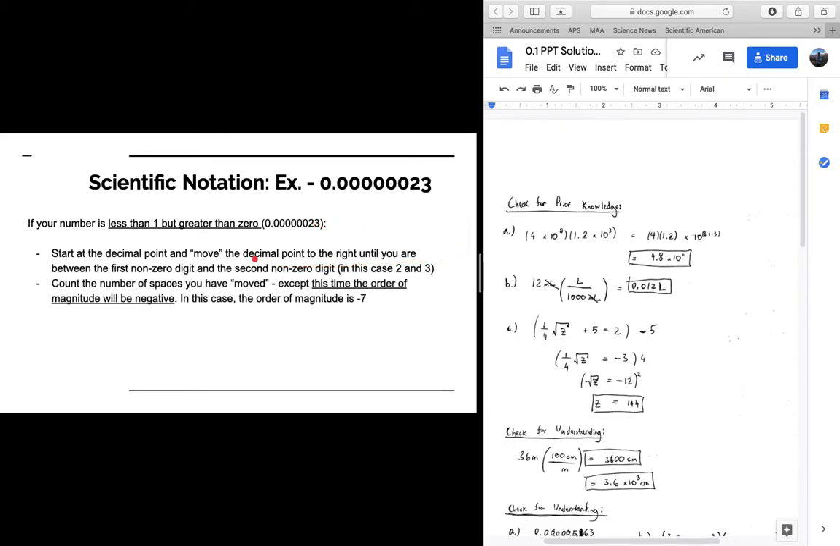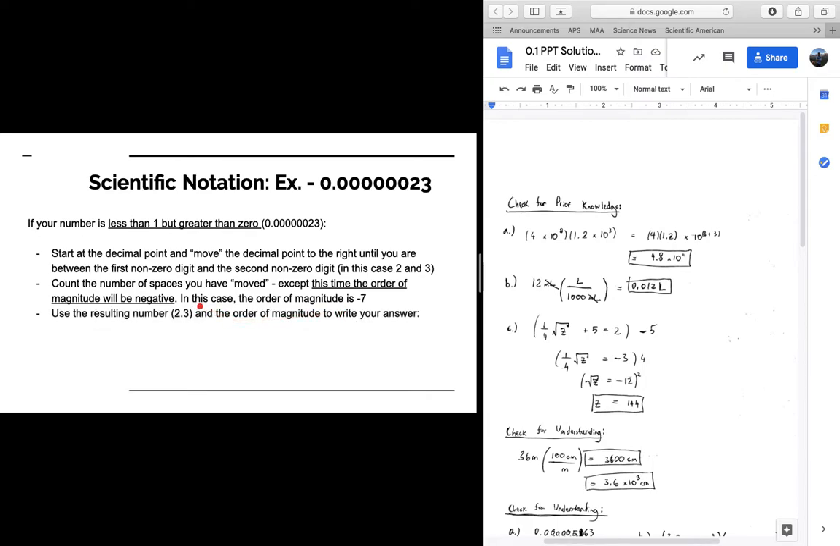Count the number of spaces you have moved, except this time the order of magnitude will be negative. So in this case, I'm going to move my decimal point 1, 2, 3, 4, 5, 6, 7 spots to the right. However, because we're expressing a number less than 1, our order of magnitude is going to be negative. There's a whole reasoning based on exponent rules and fractions that could be used to explain this, but here we're looking at just what we need for face value. So at the end of the day, if your number is less than 1, your order of magnitude is going to be a negative number. Okay? Take that at face value.